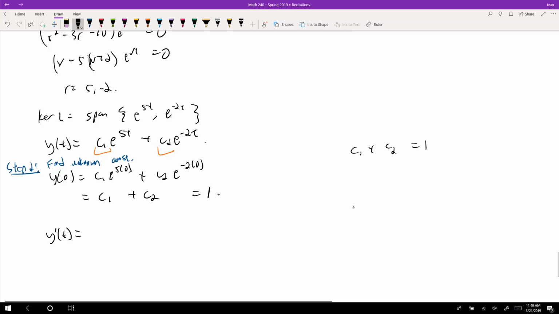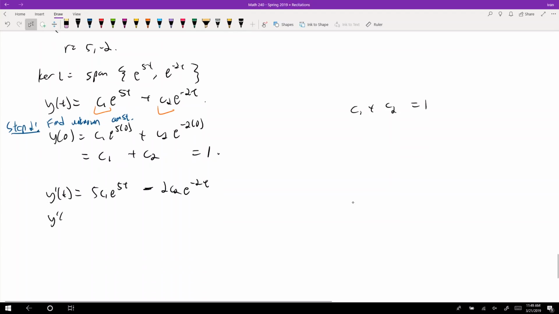So I have y of t here, and now I just need to start taking derivatives. And so I get 5c1 e to the 5t plus negative 2c2 e to the negative 2t. And just like before, you need to be careful of the product rule if you have it. Here, these are easy to take derivatives of, but in general you might have a messy product rule derivative. So this is really minus 2c2 e to the negative 2t.